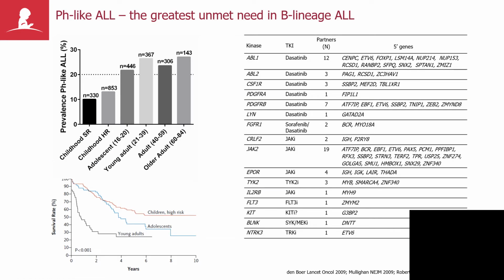MYC. Perhaps the greatest outstanding problem in B lineage leukemia is pH-like leukemia.